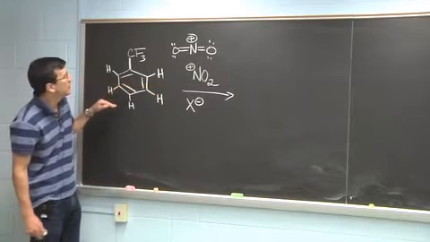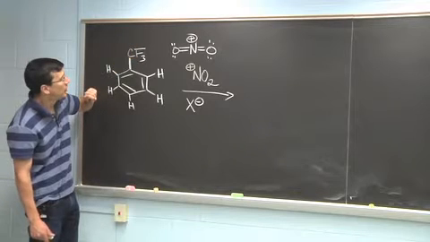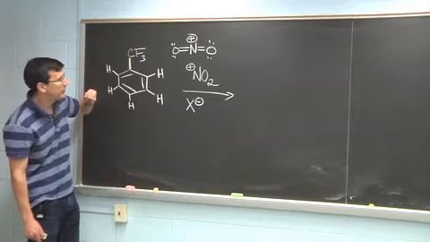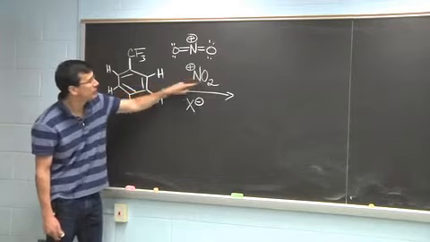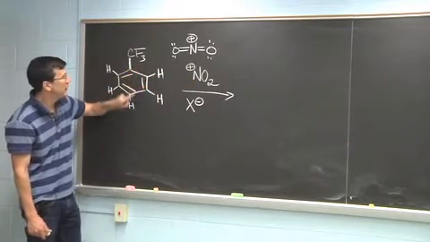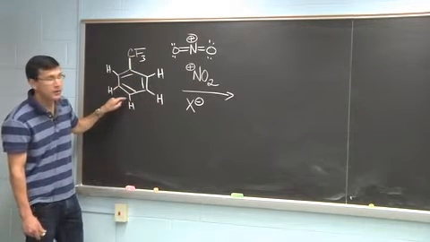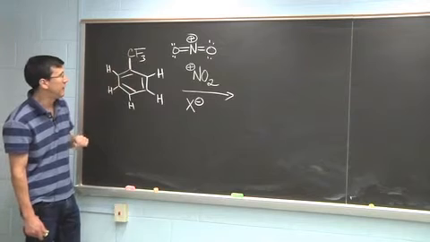The claim here is that the nature of this particular group will influence the most favorable place for the NO2 group to end up. Because we could either replace this hydrogen ortho to CF3, this one meta to CF3, or this one para to CF3.